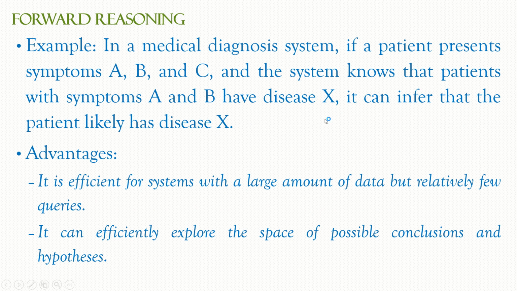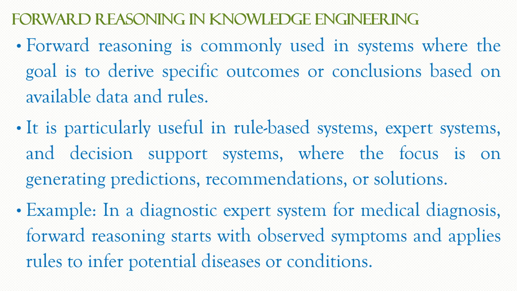The example we consider is in a medical diagnosis system. If a patient presents symptoms A, B, and C, and the system knows that patients with symptoms A and B will have disease X, it can infer that the patient likely has disease X. The advantage here is that it is efficient for systems with a large amount of data but relatively few queries, and it can efficiently explore the space of possible conclusions and hypotheses. It is commonly used in systems where the goal is to derive specific outcomes or conclusions based on the available data and the rules.